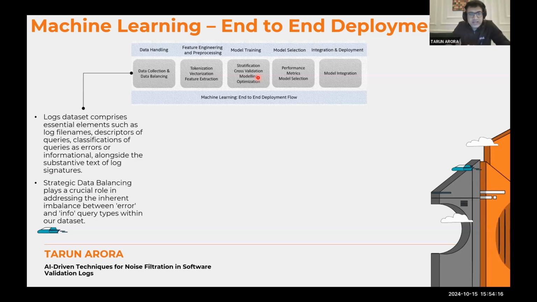So when we talk about data collection and data balancing, what we are saying is that we have logs data which is coming as a part of the test executions. It comprises various elements, right? So your logs have different elements. For example, it has a log file name, it has a descriptor of the queries, it has classifications, it has a lot of different kinds of signatures and many things, right? And what we do is we get these logs from our test execution cycle. And as I said, they are in the format of .log file or .error file or .csv file.